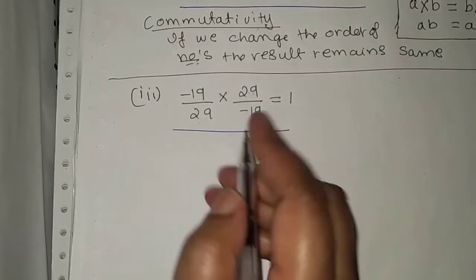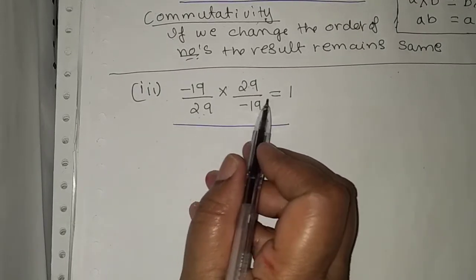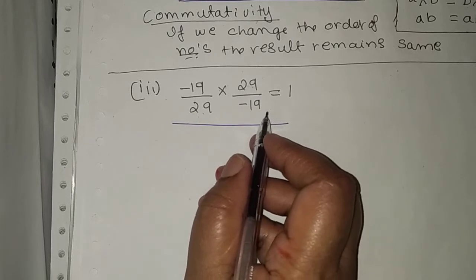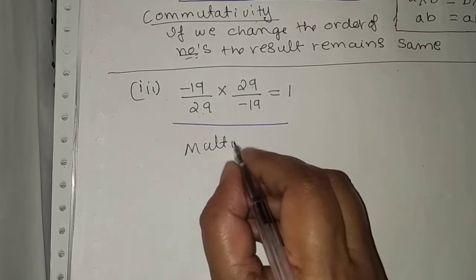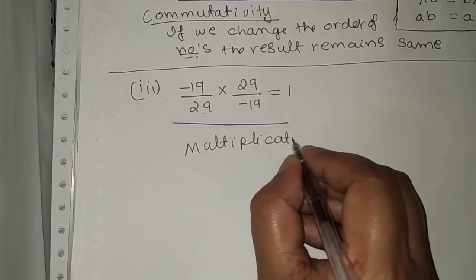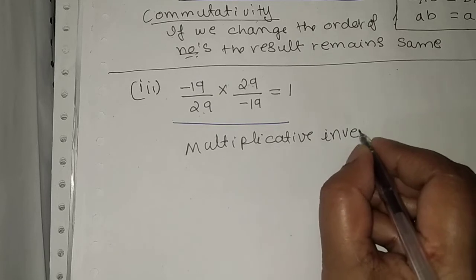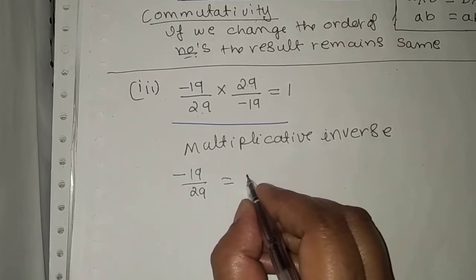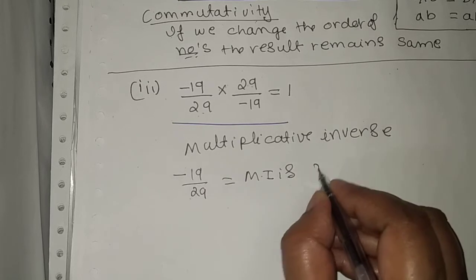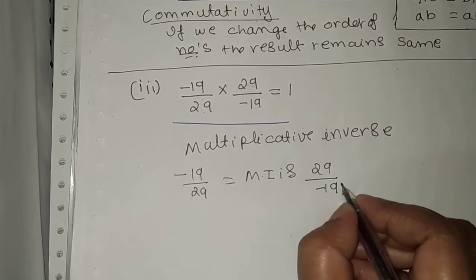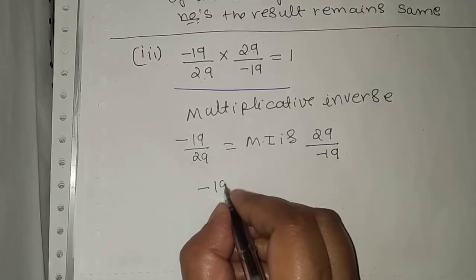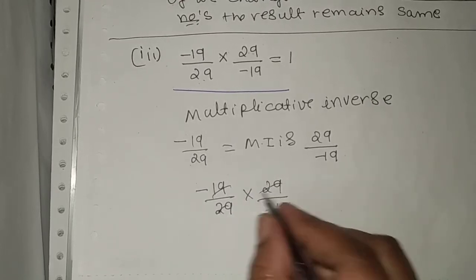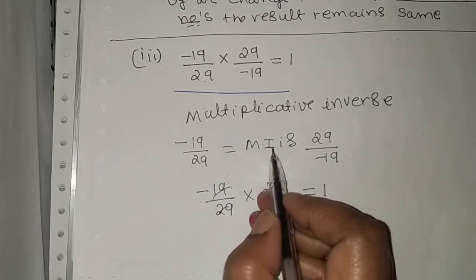We'll move on to the third one. So here, minus 19 by 29 into 29 by minus 19 equal to 1. This is called multiplicative inverse. What is multiplicative inverse? The multiplicative inverse of minus 19 by 29 is 29 by minus 19. When both are multiplied, this cancels and we get the result 1. This holds good for the multiplicative inverse.